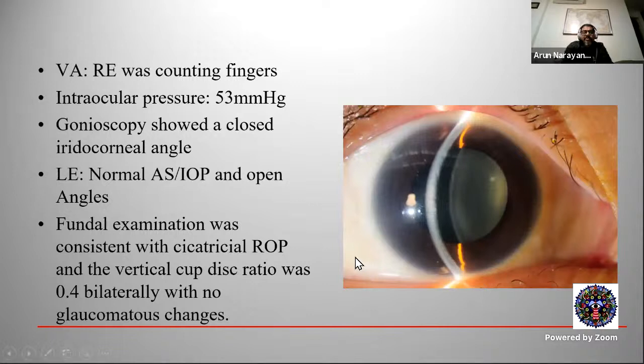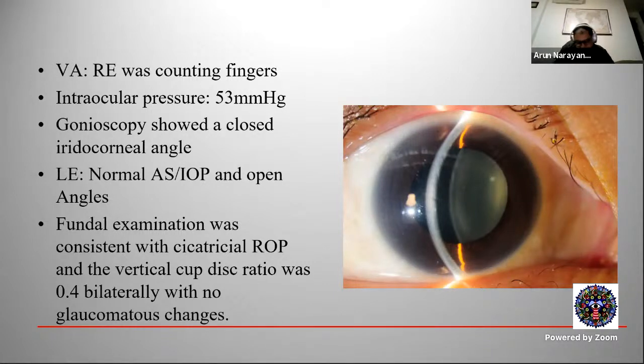On examination, his visual acuity was counting fingers. Intraocular pressure at presentation was 53 millimeters of mercury. Gonioscopy showed a closed iridocorneal angle. The left eye had a normal anterior segment with normal intraocular pressure and open angles. Fundus examination showed a cup-disc ratio of 0.4 and changes typical of ROP. So now the point was, what is unusual about this case?